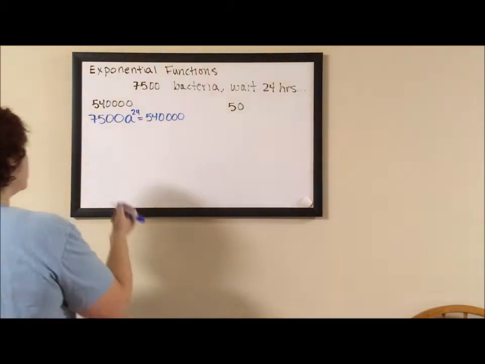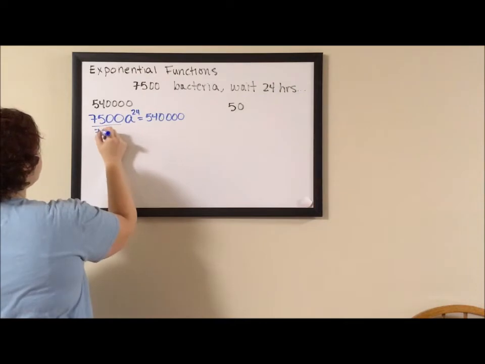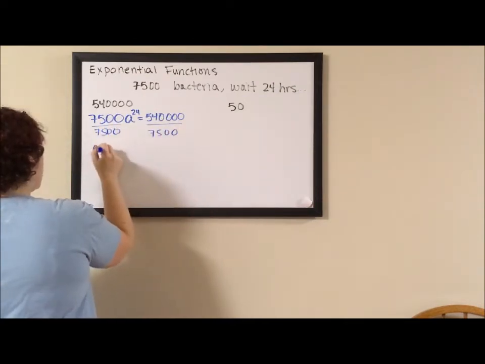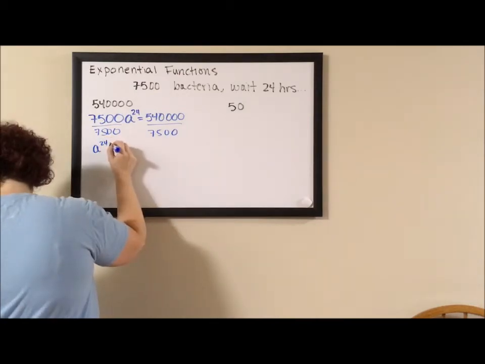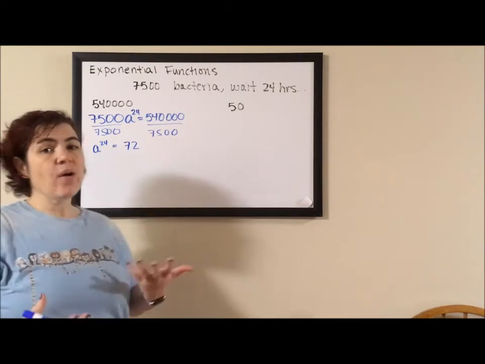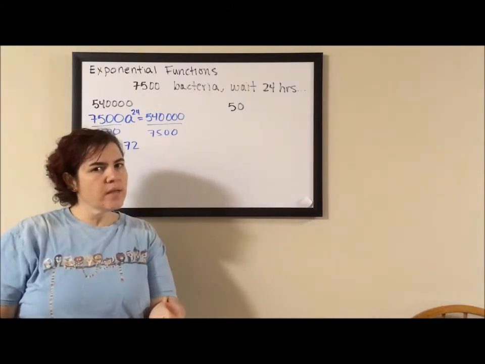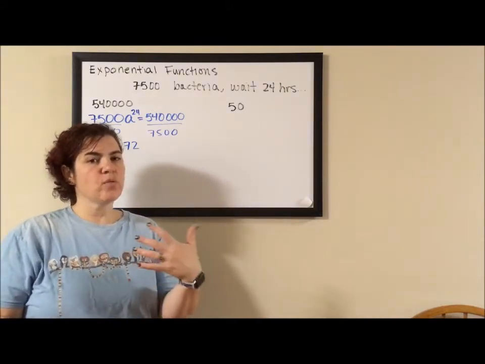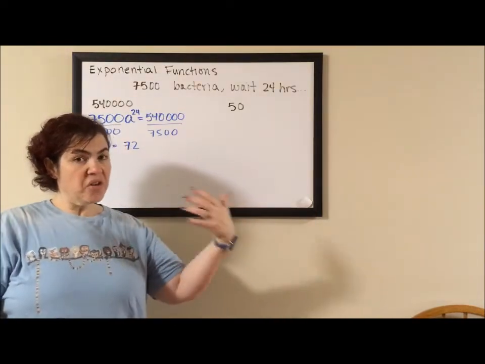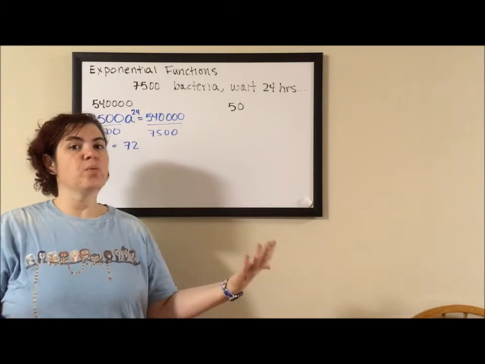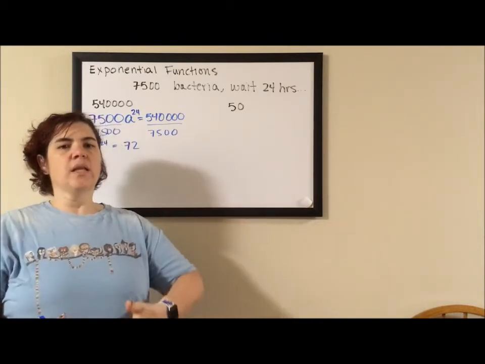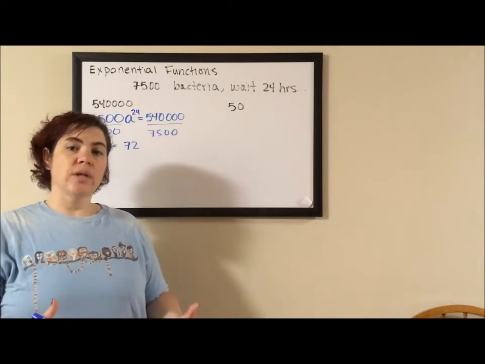When we divide both sides by 7,500, we get that A to the 24 is equal to 72. Okay, if we wanted to figure out the day growth rate, that 72, if we subtract 1 and multiply by 100, would be 7,100%, which is ridiculously big. But we're not looking for the daily growth rate, we're looking for the hourly growth rate.